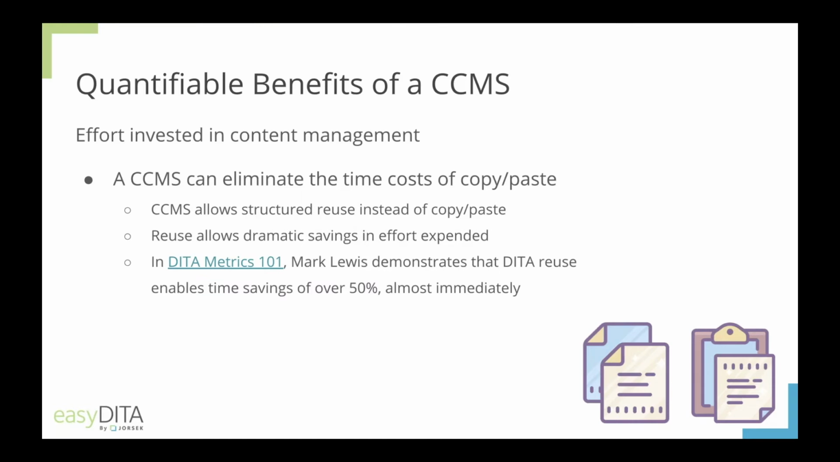So there's a book called Data Metrics 101. Mark Lewis demonstrates in that book that with data reuse specifically, while it might take a little bit more time up front to create your reusable content, so content that's written independently of its context that could be leveraged across multiple documents, it takes slightly longer to write that reusable content the first time. But after that content is written, you have a savings of over 50%, and that happens almost immediately, because then you can grab that content and reference it as many times as you'd like, instead of having to copy it, find the new file, paste that in, and make sure those are all updated.